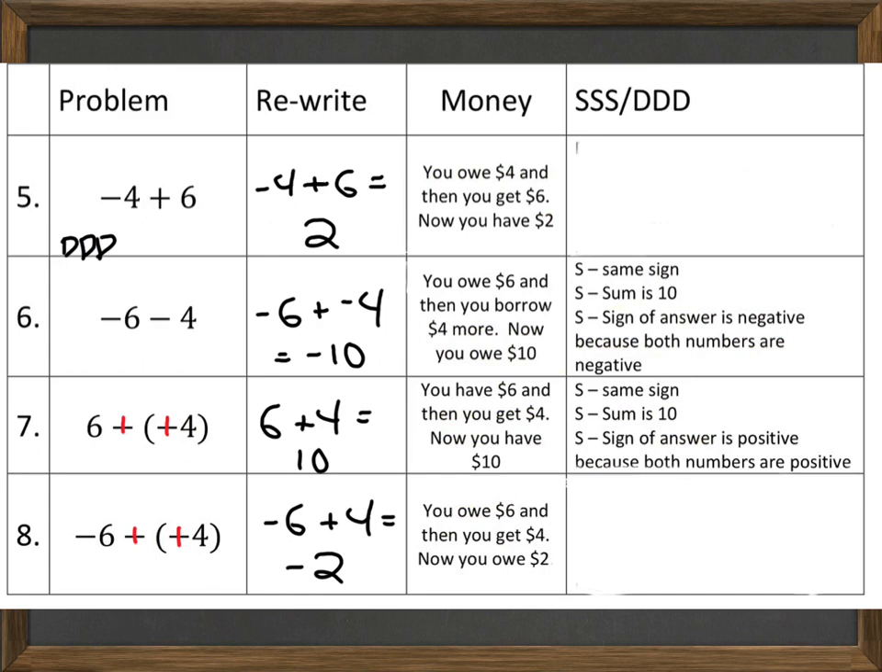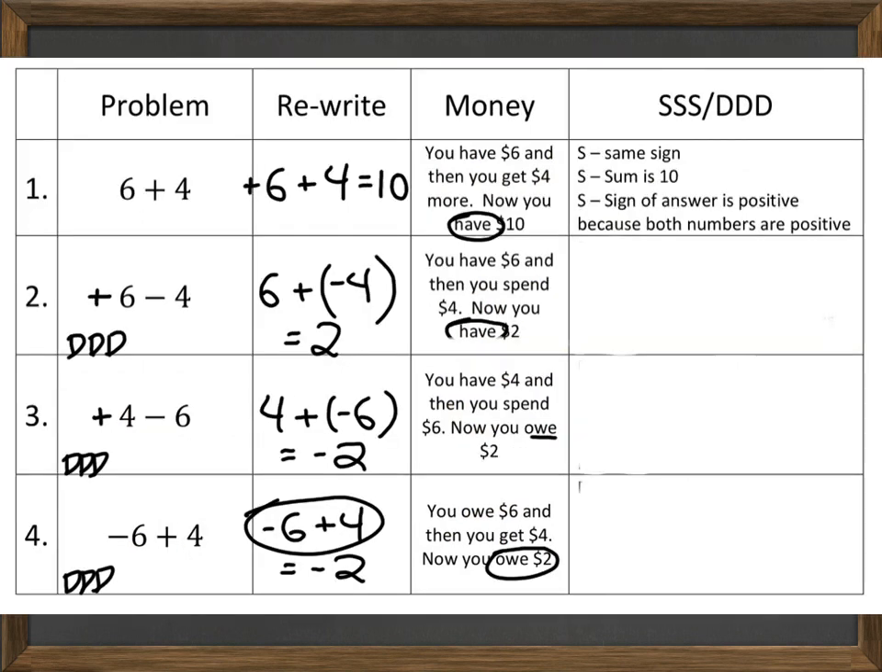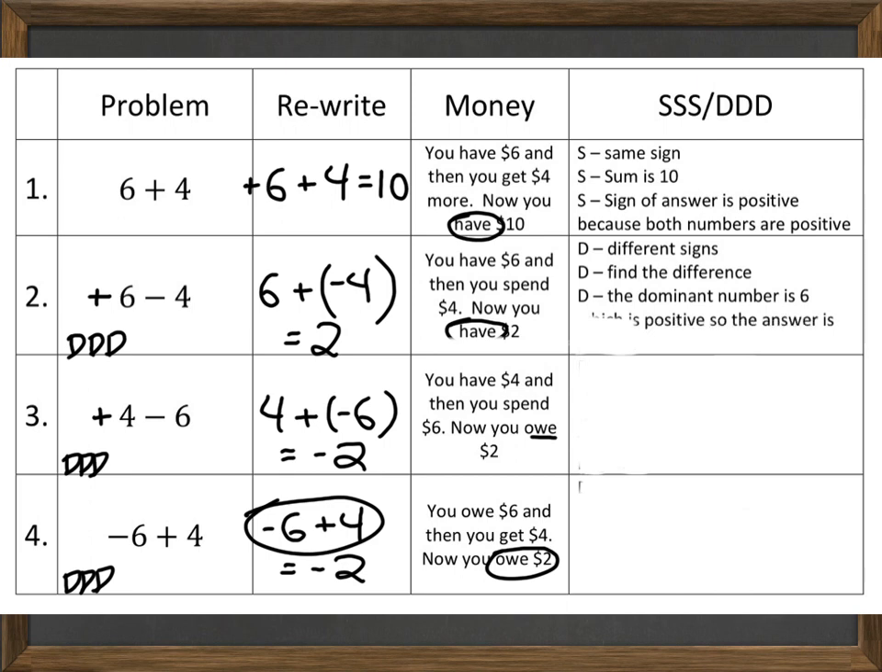So let's apply this and try to make sense of it. If we go back to number 2, we can see that we have 6 minus 4, or 6 plus negative 4. Again, we already said that they have different signs, so we have to find the difference. 6 minus 4 is 2. Then we know that the dominant number is 6. Since the 6 is positive, that means the final answer is also positive.